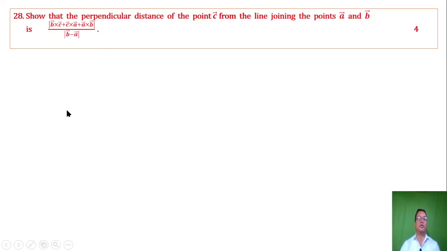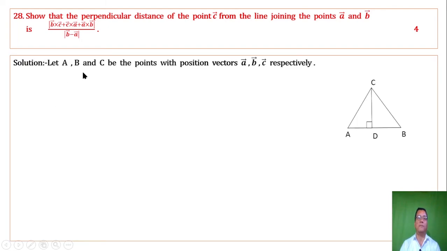For question number 28, show that the perpendicular distance of the point C from the line joining the points A and B is modulus of b cross c plus c cross a plus a cross b whole divided by modulus of b minus a. 4 marks. Let capital A, B, and C be the points with position vectors a vector, b vector, c vector respectively. Draw CD perpendicular to AB.